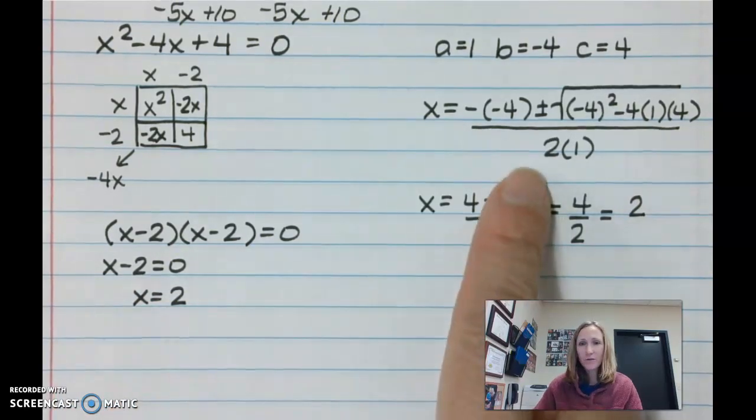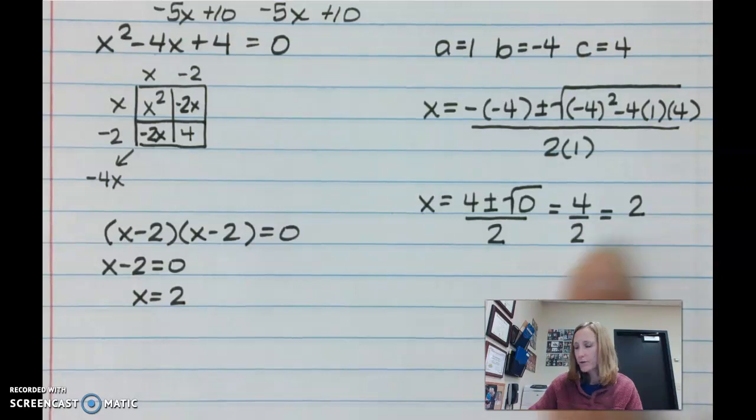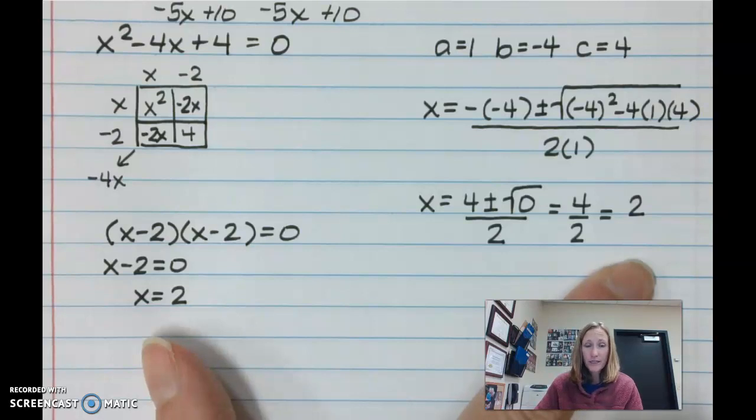Or I could solve it using the quadratic formula. Notice that I end up here with the square root of 0, which is just 0. There's no positive and negative 0. So whether I say 4 plus 0 or 4 minus 0, it's just 4 over 2. And again, I get a single solution here of x equals 2. I could approach it either way.